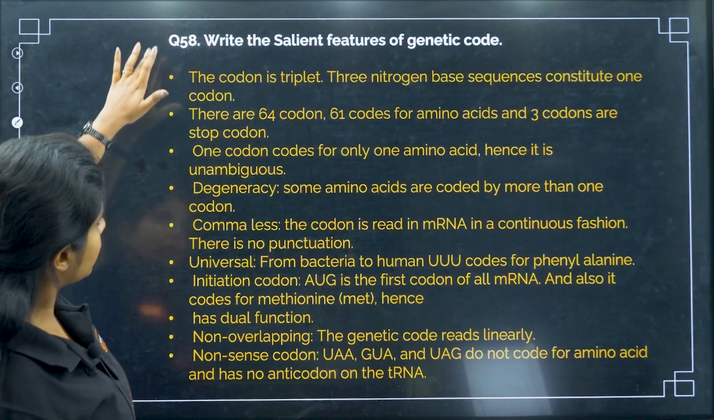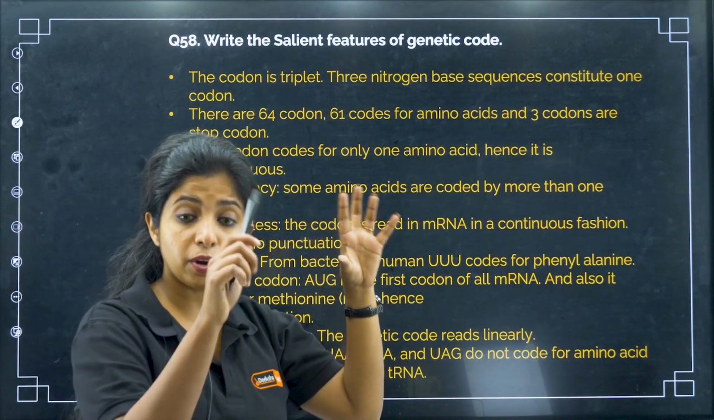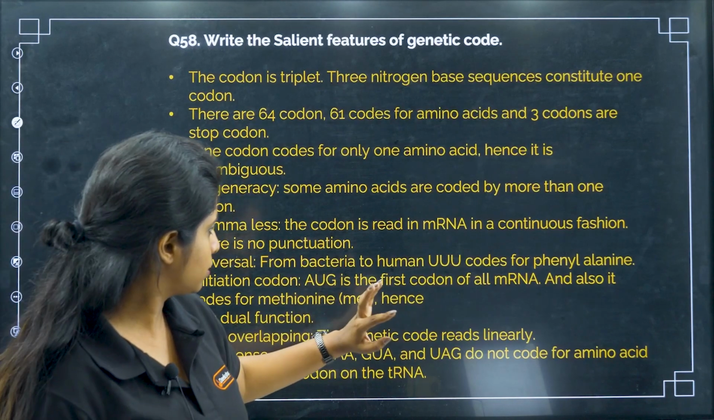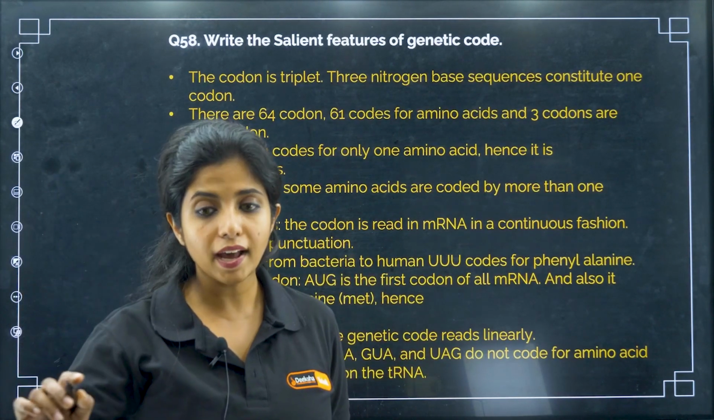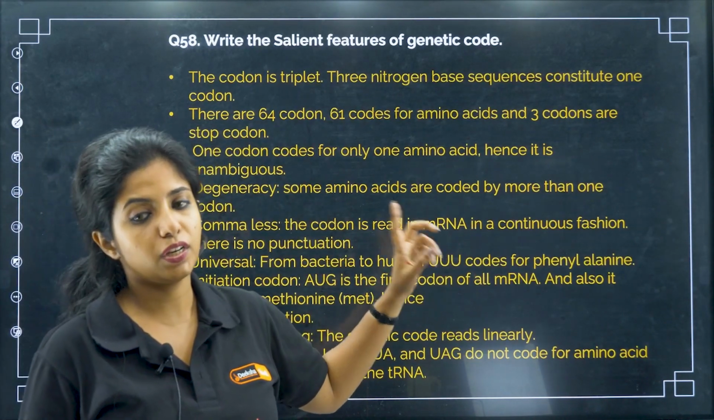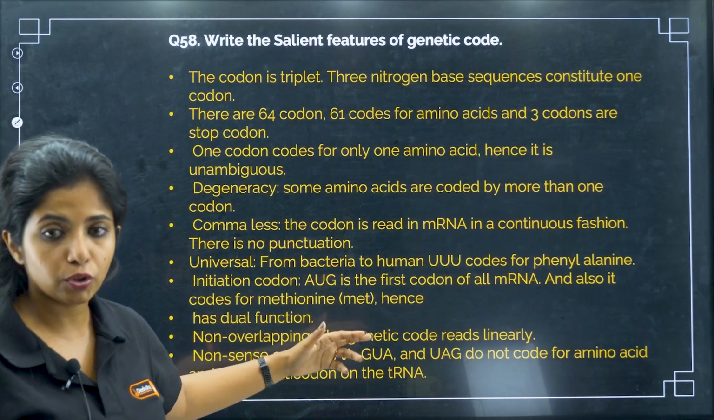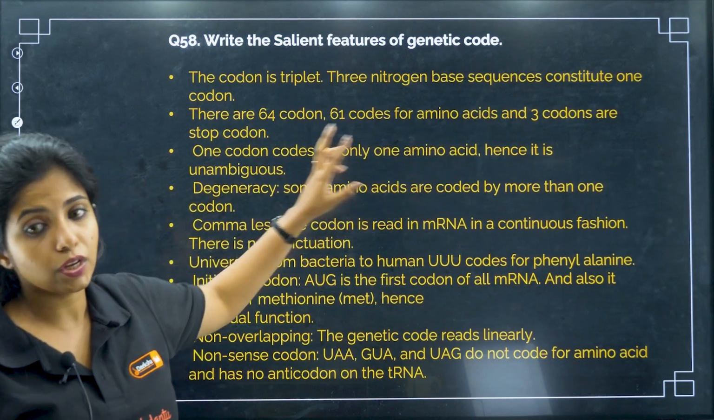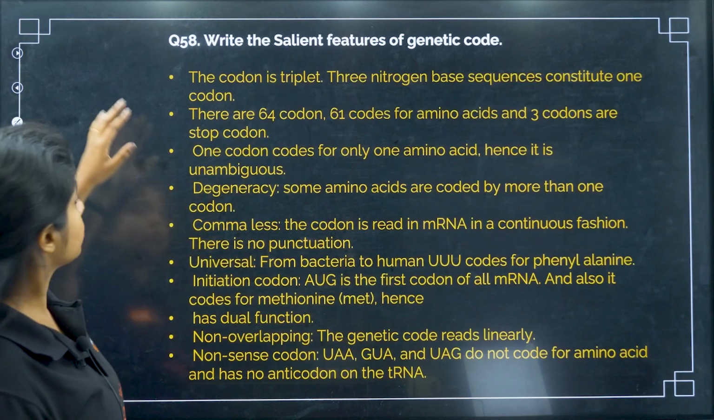Now, what are the salient features of the genetic code? It is unambiguous, meaning one codon codes for one amino acid. Degeneracy: some amino acids are coded by multiple codons. It is commaless, it is universal, with some exceptions. There are stop codons: UGA, UAG, UAA. Apart from that, the start codon is AUG, which has dual function: it codes for methionine as well as initiation. Codon is a triplet, my dear children. There are 64 codons, 61 code for amino acids, and 3 of them are stop codons. All of this you should know. They are non-overlapping and they are nonsense codons as well.